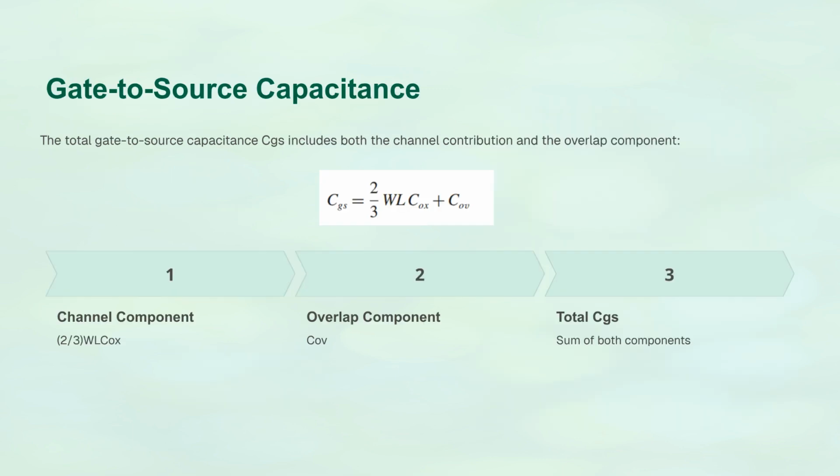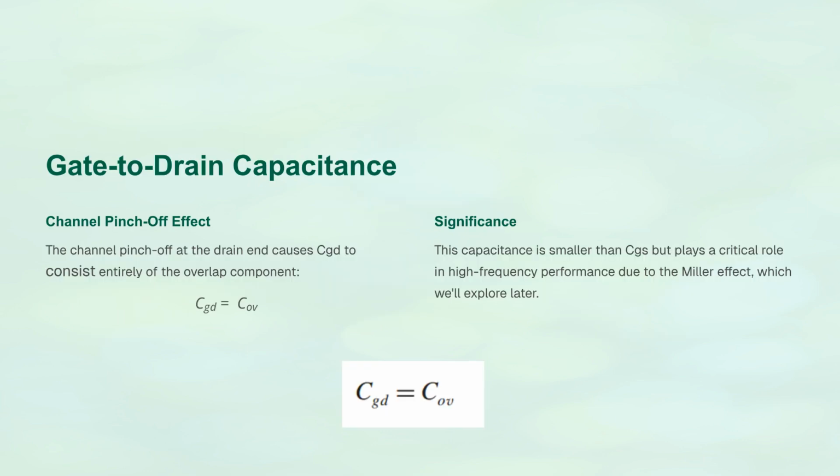The total gate-to-source capacitance, CGS, is the sum of two components: the channel component, which is 2/3 of the total gate capacitance, and the overlap component, COV. The total CGS is the sum of these two. Due to channel pinch-off in saturation, the gate-to-drain capacitance, CGD, consists entirely of the overlap component, COV. Although small, CGD is critically important because it contributes significantly to high-frequency limitations via the Miller effect.